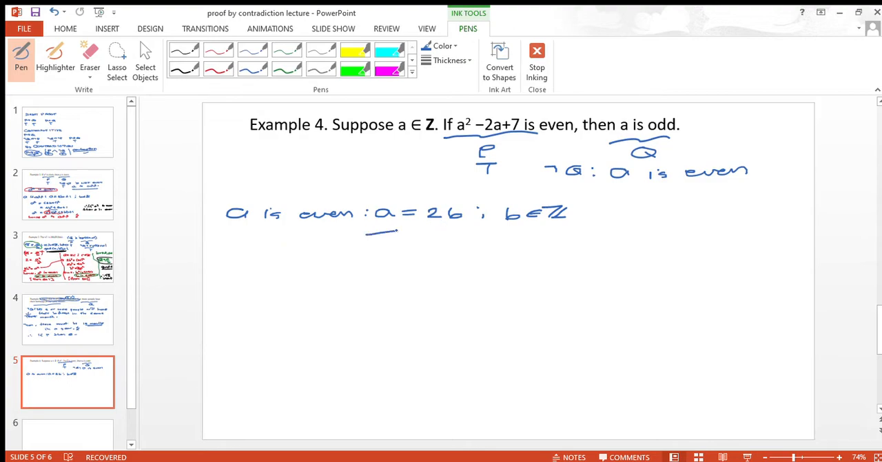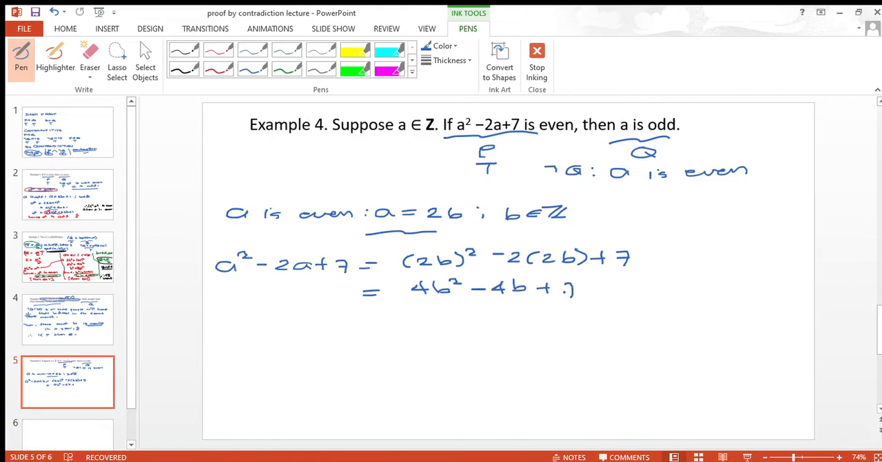And what can we do with this? We can substitute it in the other assumption. So we have A squared minus 2A plus 7 is the same now as, with A being 2B, we're just substituting A in the expression. This now gives us 4B squared minus 4B plus 7. What's the assumption for P? That A squared minus 2A plus 7 is even.